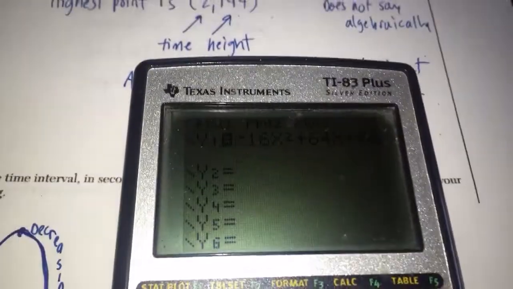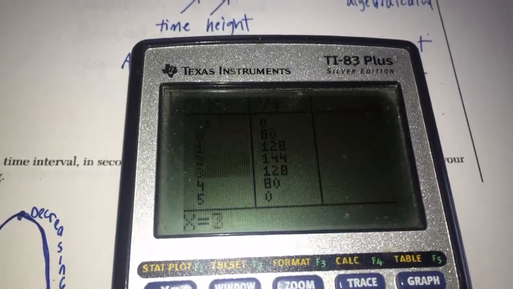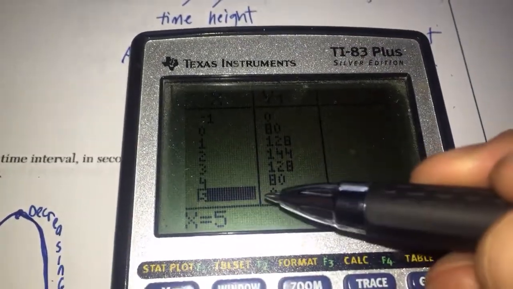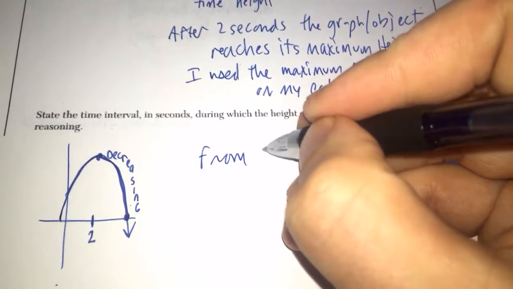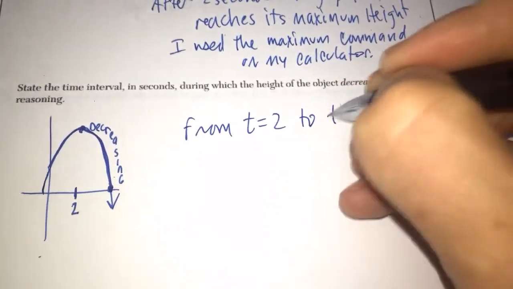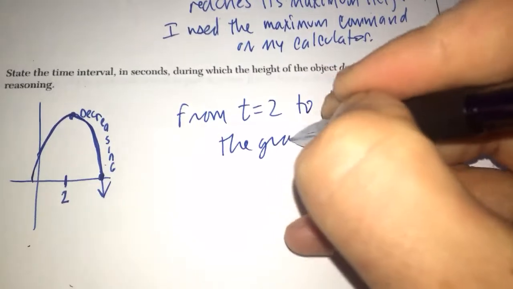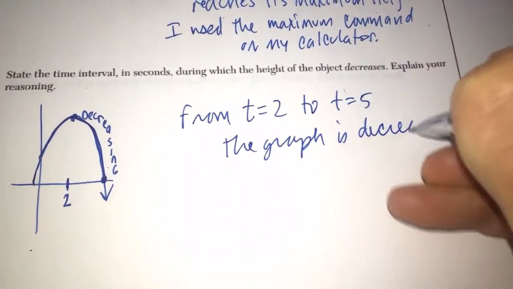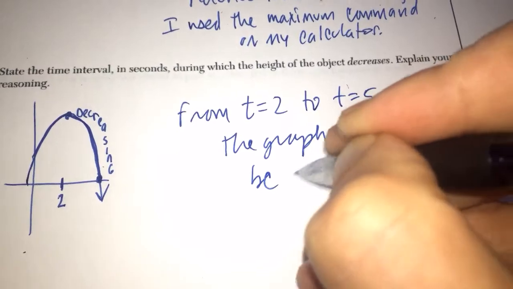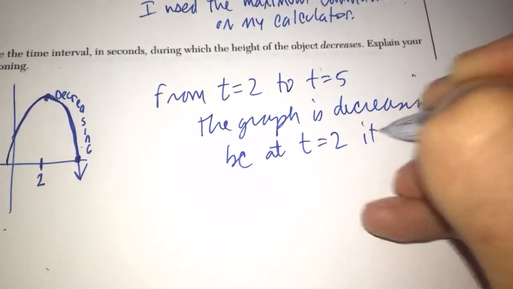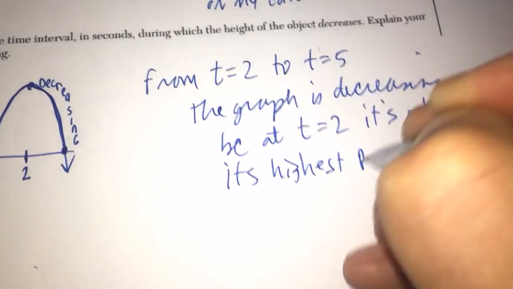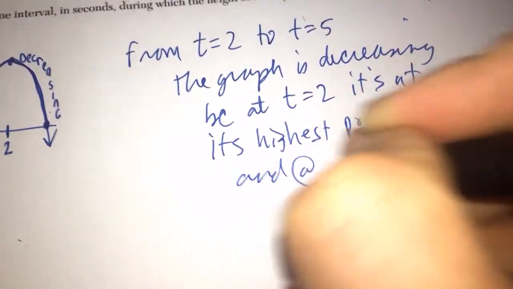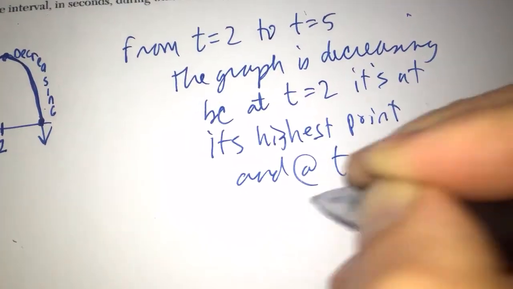Going to my equation and then going to my table, I notice that my graph hits the ground, a height of 0, at 5. So I'm going to say from time equals 2 to time equals 5, the graph is decreasing, because at time equals 2, it's at its highest point, and at t equals 5, it's on the ground.